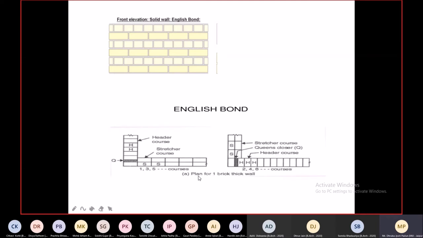So then if you see the plan of those courses or layers, in the courses 1, 3, 5, 7 you could see the orientation of the brick units, and in the layers 2, 4, 6, 8 you could see the orientation of the bricks. So this is how English bond is constructed. In the header bond, we could see the headers. In the stretcher bond, we could see the stretchers. In this particular English bond, headers as well as stretchers in alternate layers.